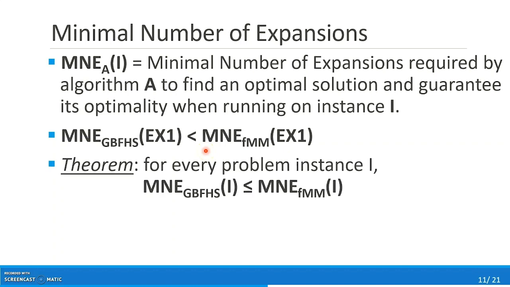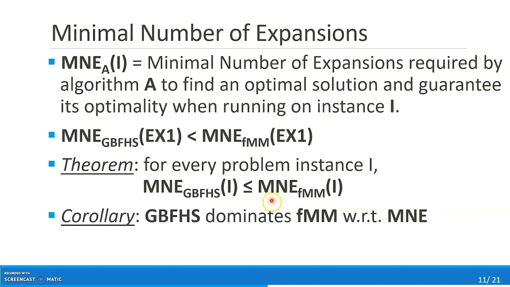Furthermore, we have a theorem in the paper that shows that for every problem instance I, the M and E value of GBFHS is less than or equal to the M and E value of FMM. This means that GBFHS dominates FMM with respect to M and E.